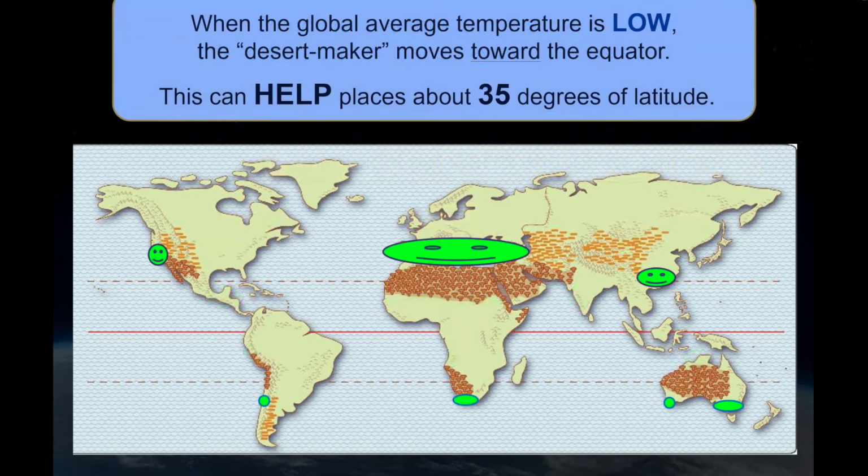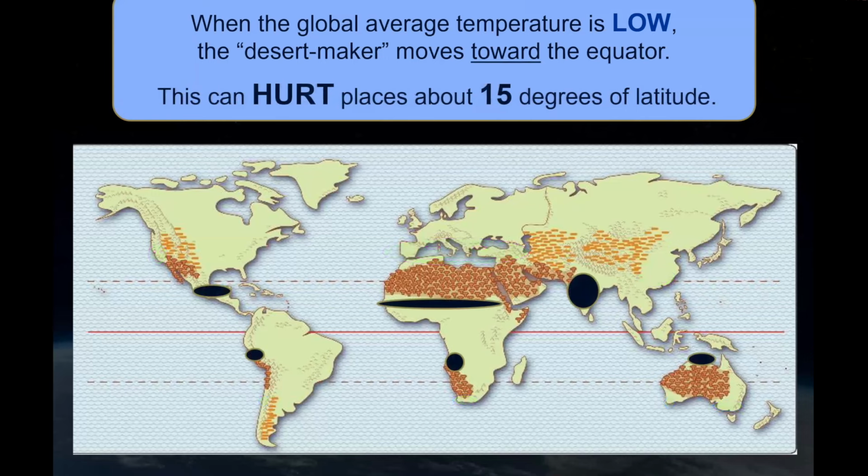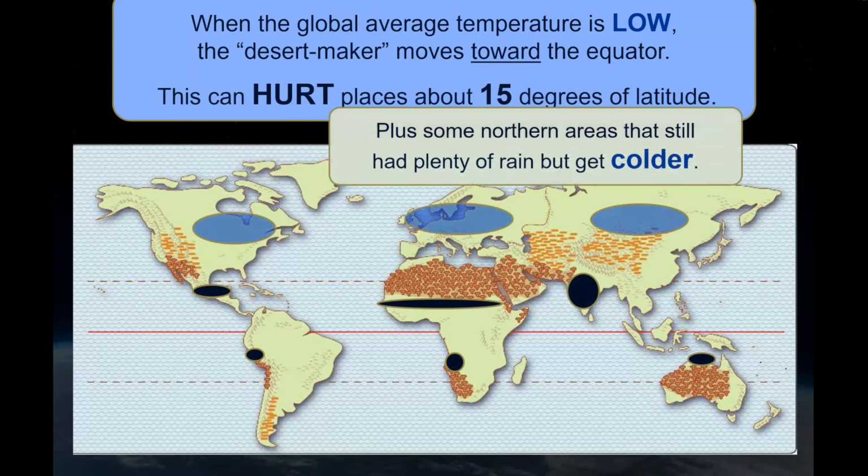Now, contrary-wise, when global average temperature is a little low, the desert moves toward the equator. That can help places at 35 degrees of latitude and hurt places at about 15 degrees. Plus, it's going to hurt places up north that have plenty of rain but are just generally colder.